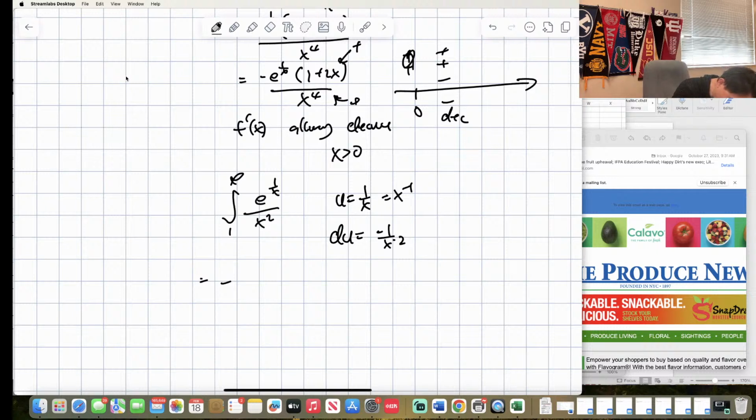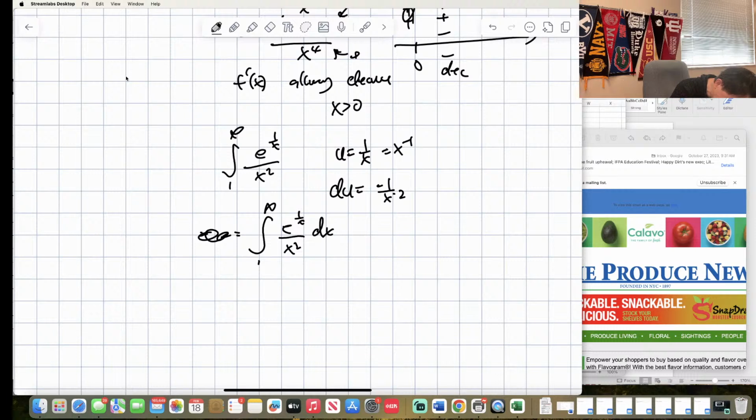So this one's going to be the integration of e to the 1 over x, over x squared, dx, from 1 to infinity. That's going to be u equals 1 over x, so it'll be negative e to the u du.